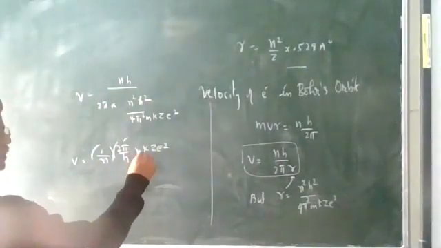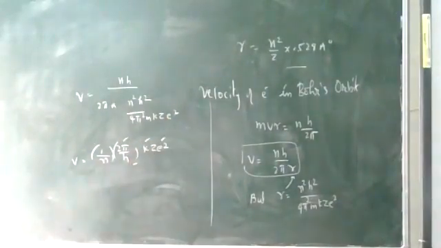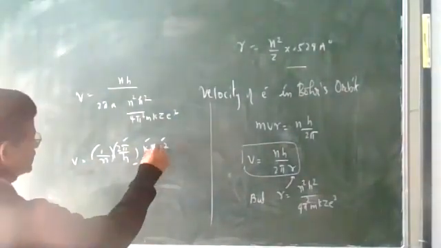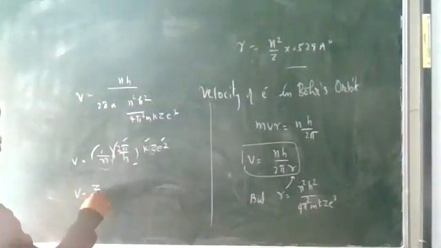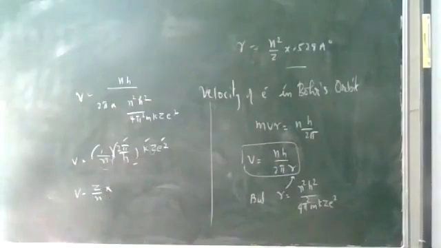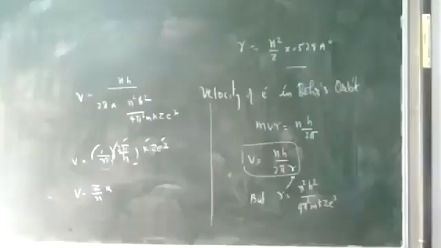2 pi is constant, h is constant, k is 1 by 4 pi epsilon, and e square. Substituting the constant values, we are remaining with only Z and n as variables. So keeping Z by n separately, we keep all other things together.